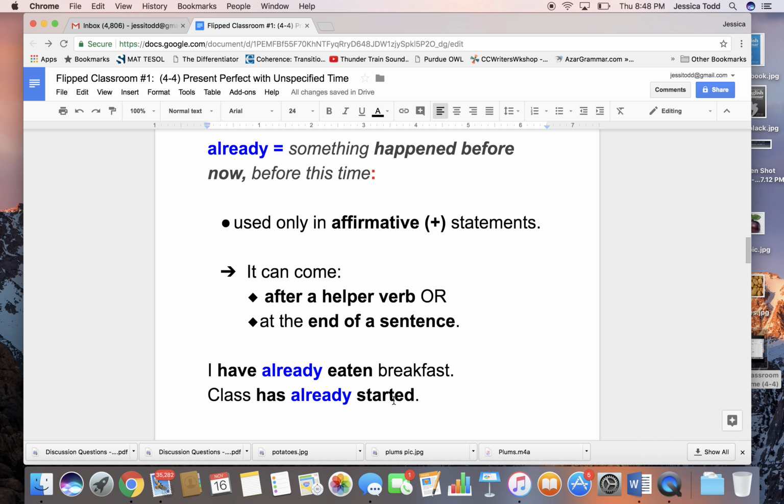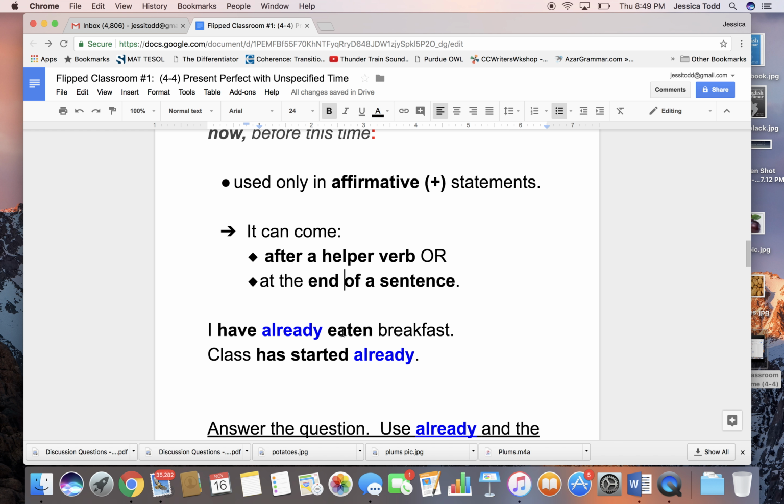The second one says, "Class has already started." Again, we don't know when exactly class started, but we know that class started before now. Something happened before now. Here, for this one, is already after the helper verb or at the end of the sentence? Obviously, it's after the helper verb, right? We can also switch already, and we can put it at the end of the sentence if we feel like it, okay? So already gives you some options. It happened before now, affirmative sentence, and it can come in 2 places in the sentence.